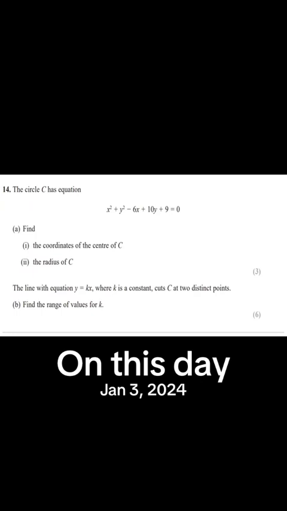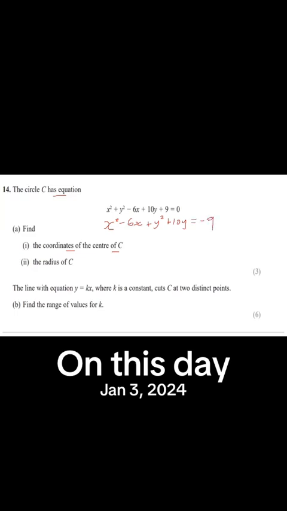The circle has the equation x squared plus y squared minus 6x plus 10y plus 9 equals 0. Part A, find the coordinates of the center of C. So we are going to complete the square. First of all, I'm going to write it as x squared subtract 6x plus y squared plus 10y, and I'm going to subtract the 9 on both sides, so it will equal minus 9.